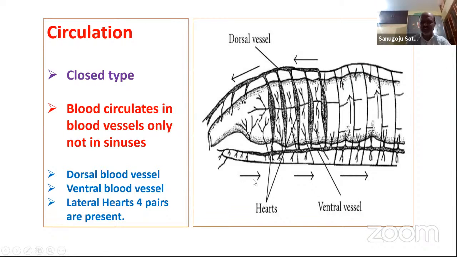Here, these arrow marks show that in the thin-walled ventral blood vessel, the blood is circulating from anterior to posterior. This is emphasized. The blood flow is emphasized and asked many times in all the entrance examinations. So that's why the arrow mark must be very much important for this. So you have to remember it, children, and draw many times, practice it well. As the circulation is closed type, the blood circulates in blood vessels only, not in sinuses. The dorsal blood vessel, ventral blood vessel, lateral hearts, 4 pairs are present in the circulatory system.